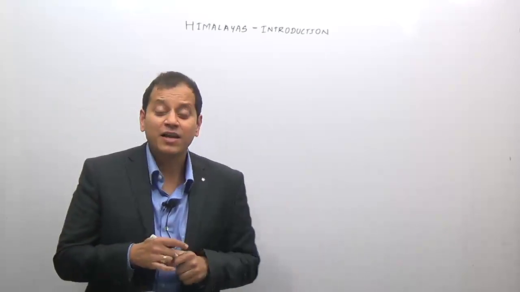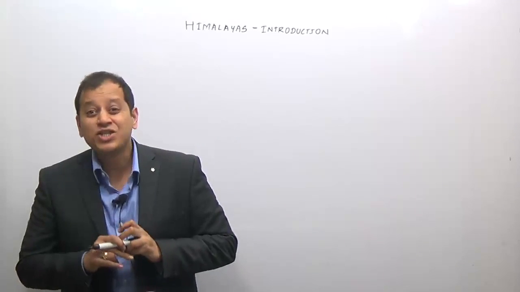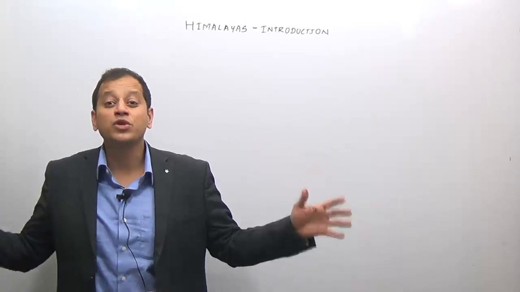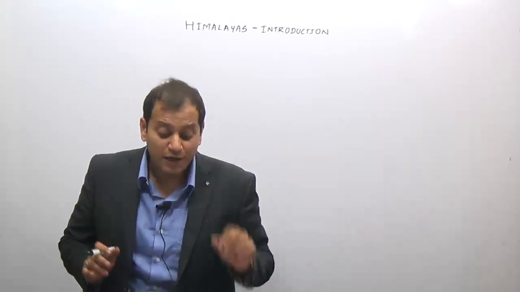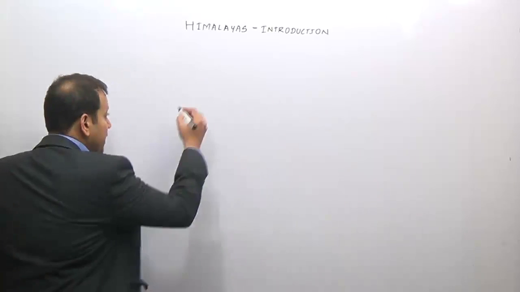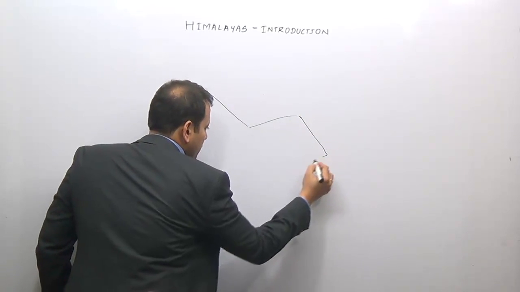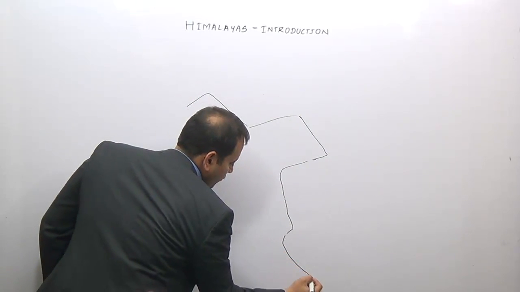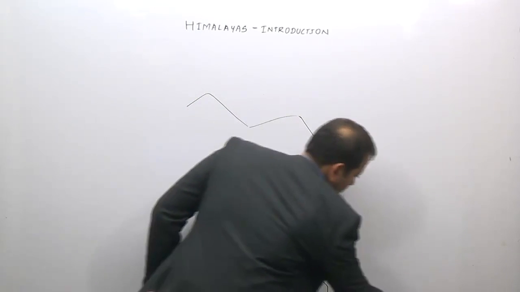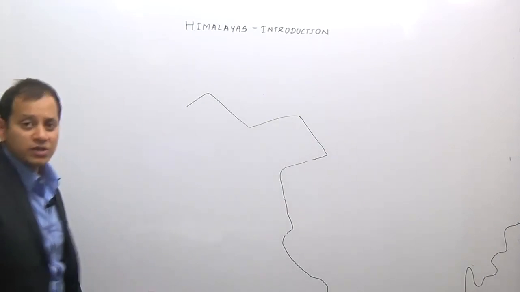The Himalayas are a series of young fold mountains which stretch over a distance of 2400 kilometers from east to west. If I try to show you a map of India along with the map of the Himalayas, and if I show you only the northern part of India, the Himalayas will look somewhat like this.